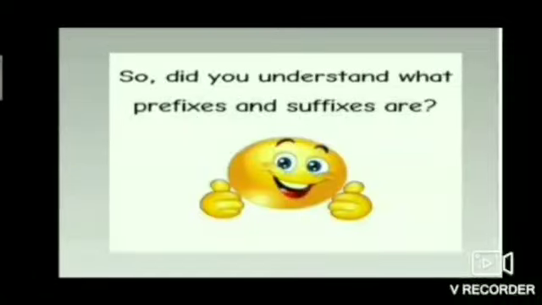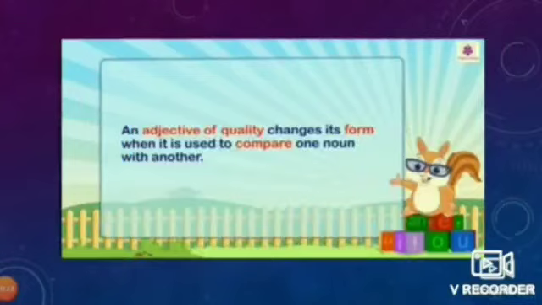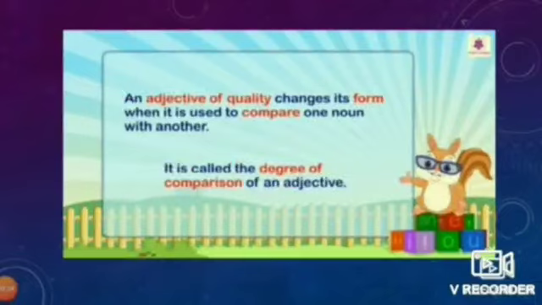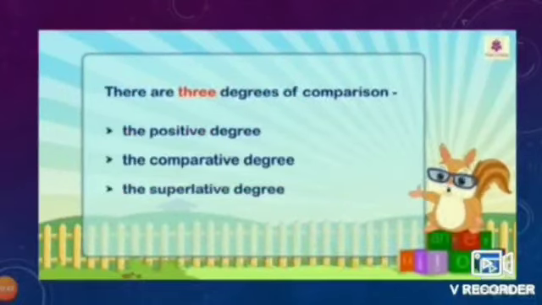Next, students, let us learn about degrees of comparison. Okay, students, as you all know, adjectives are describing words. They tell more about nouns. Right, students? An adjective of quality changes its form when it is used to compare one noun with another. It is called the degree of comparison of an adjective. There are 3 degrees of comparison: the positive degree, the comparative degree, and the superlative degree.